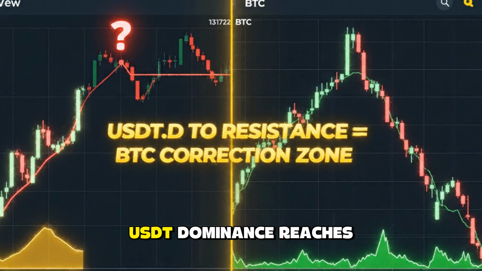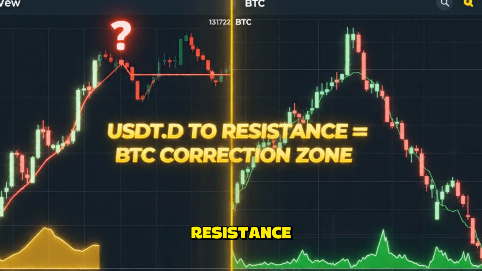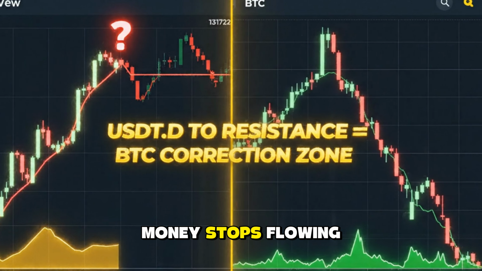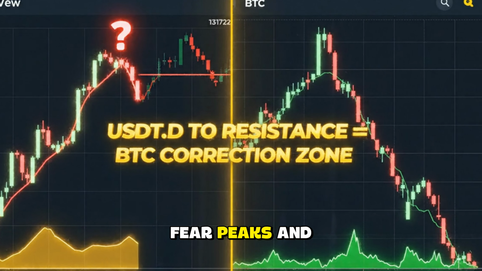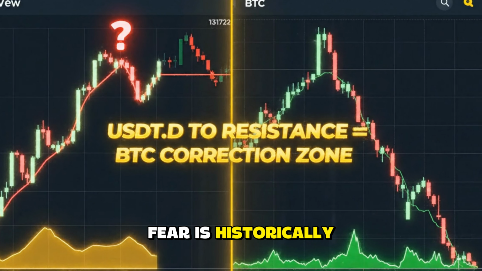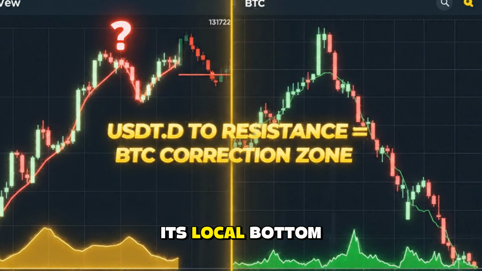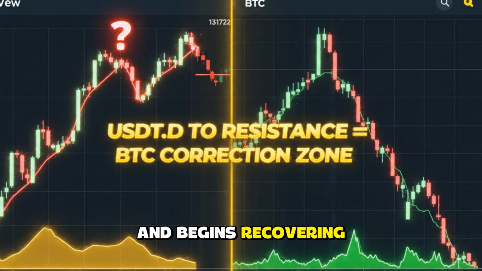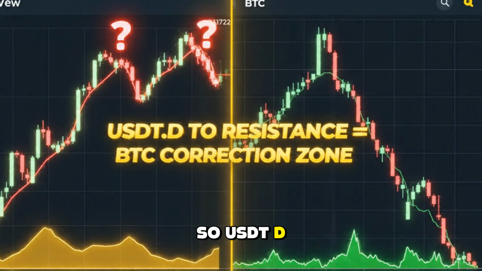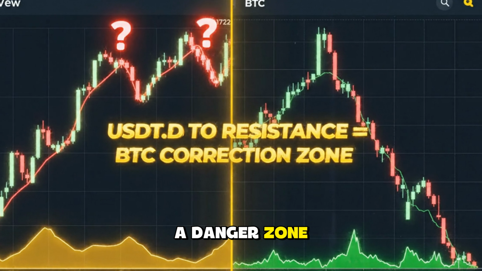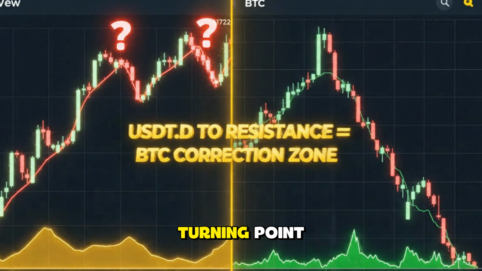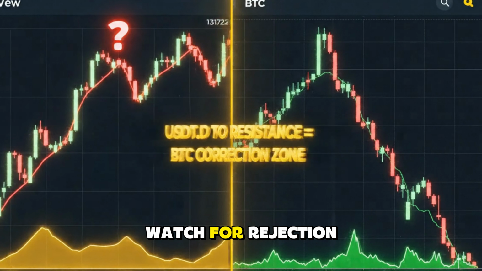Here's why. When USDT Dominance reaches resistance and gets rejected, money stops flowing into stablecoins. Fear peaks, and that peak in fear is historically where Bitcoin finds its local bottom and begins recovering. So USDTD resistance is not a danger zone for crypto. It's a potential turning point. Watch for rejection there.